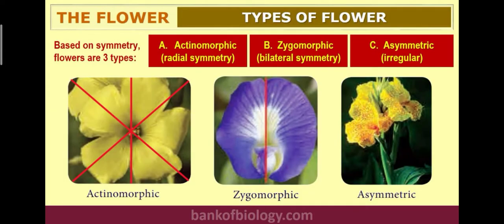Now types of flower. According to their symmetry, the flower has been divided into 3 types. Actinomorphic, radial symmetry, मतलब जितने भी equal parts में cut करोगे वो cut होगा. Zygomorphic, bilateral symmetry, if a flower is cut into 2 equal parts, that is called zygomorphic. And asymmetry, irregular, मतलब flower irregular shape का होगा और वो किसी भी equal part में cut नहीं होगा. Okay, actinomorphic, radial symmetry, zygomorphic, bilateral symmetry, and asymmetry, irregular symmetry.